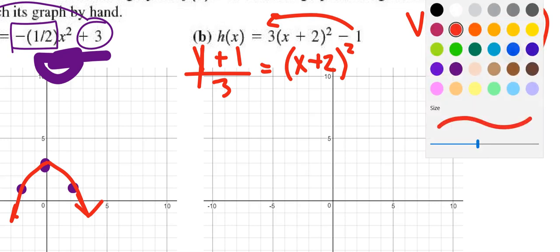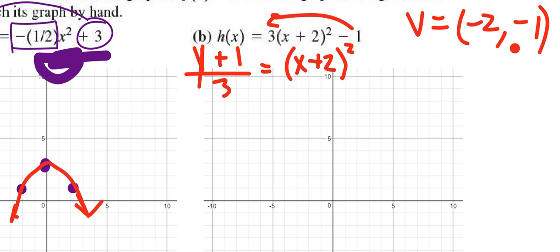I want to pick a different color. Negative 2, negative 1. Got ourselves a dot. Okay, so besides that, what's the 3 doing? It's a vertical what? Stretch. Okay, so this thing's going to look tall and skinny and open up. Alright. So pick a number to throw in there. What should we put in there? 0? Want to put 1 in? We could put a 1 in.